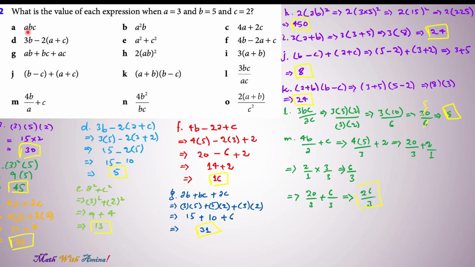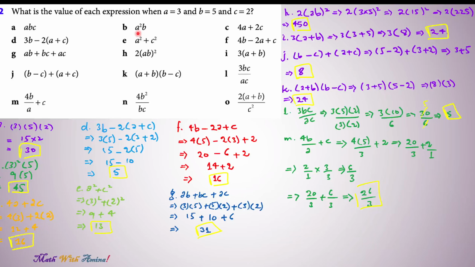Starting with the first one, we have abc. This is the first expression. It means that these are in multiplication, if you remember the very first questions we solved. So here we replace the variables with their values given in the question: a is equal to 3, b is equal to 5, and c is equal to 2. They are in multiplication with each other. 3 multiplied by 5 is equal to 15. 15 multiplied by 2 is equal to 30. So this is the value of this expression.